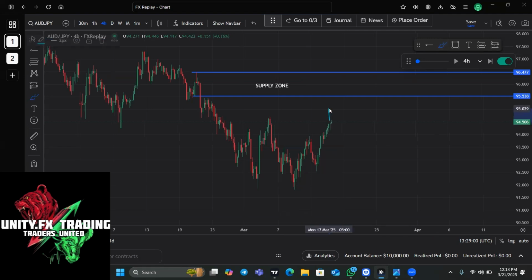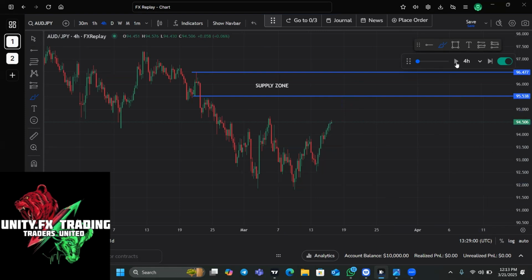For instance, we're waiting for market to come back. If the market goes up, we know that our supply zone is broken. But what we are waiting for is for market to come in here, maybe go out, retest a bit, and then start going to the downside.